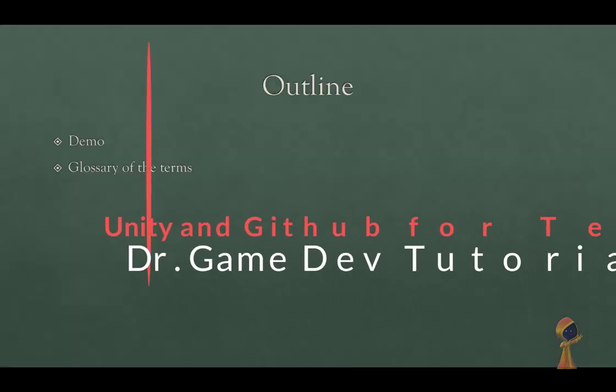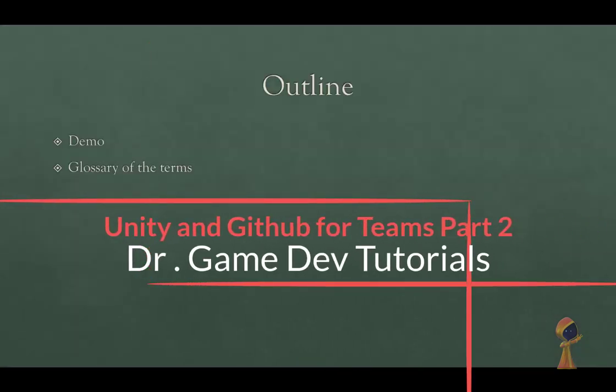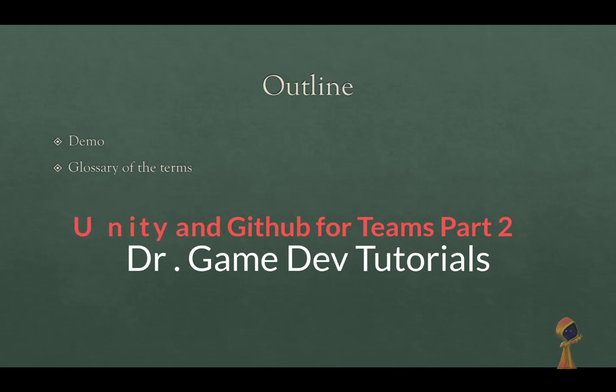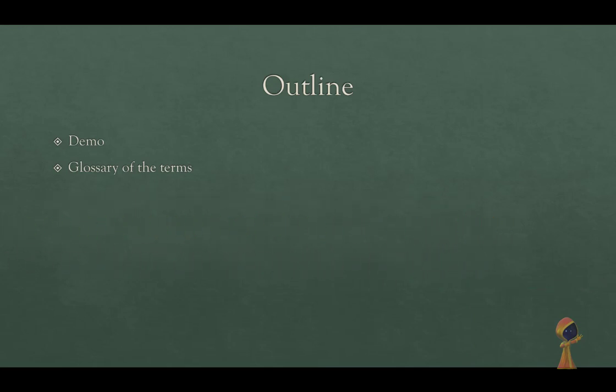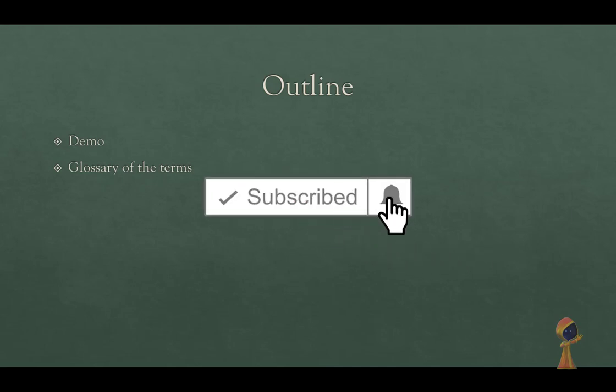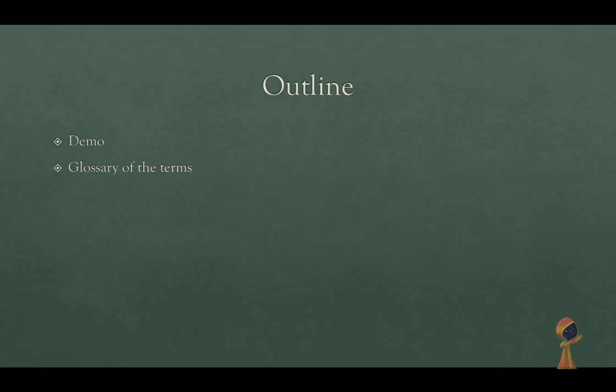Now, here we're going to take a look at the demo for using Unity along with GitHub. And subsequently, we're also going to discuss how to actually use projects in a team where you can collaborate online with your team. And finally, we're going to end with the glossary of all the standard terms associated with Unity or in general with GitHub.